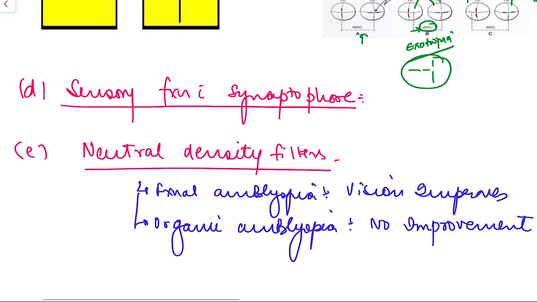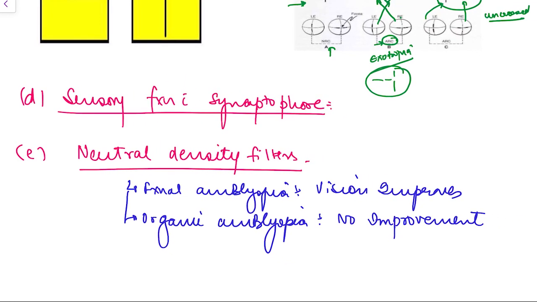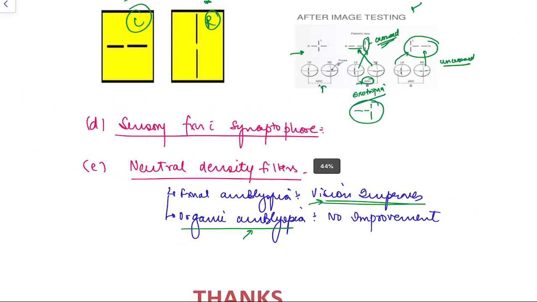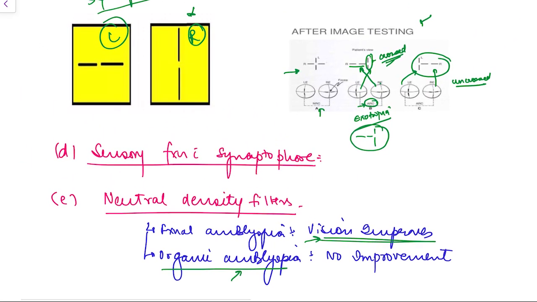Now the last one is the neutral density filters. In this, if there is functional amblyopia and we check the vision with neutral density filters, the vision improves with the neutral density filters, then this is functional amblyopia. And if the vision does not improve with the neutral density filter, then that is organic amblyopia. So that is all about the examination of squint.